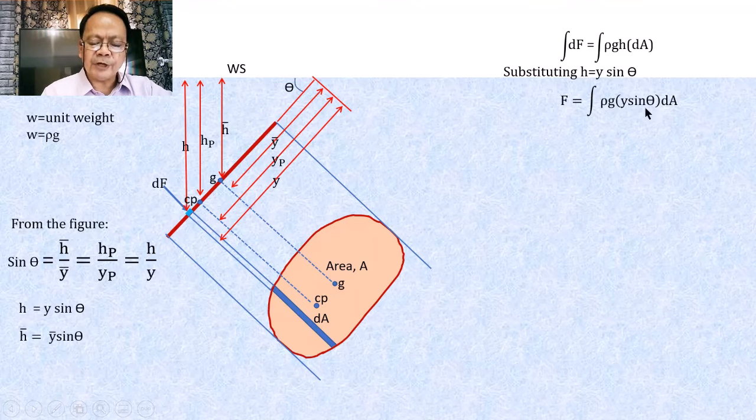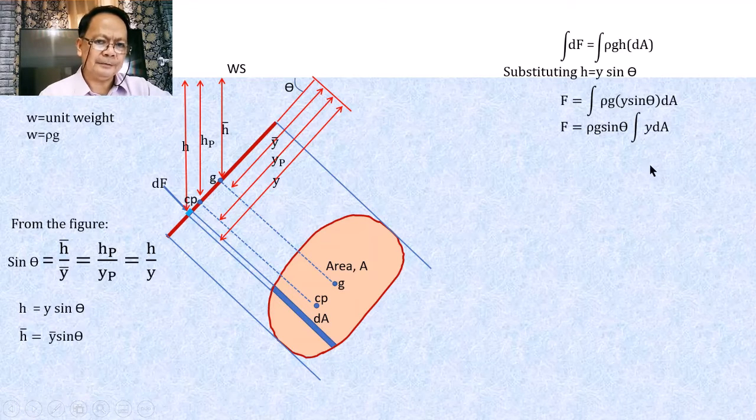Itong Y sine of theta is actually our H. And we can take out all those constants. Rho, g, and sine of theta are constant. So we can take that out of the integral sign, and this becomes now equal to the hydrostatic force equal to the product of rho g times sine of theta times the integral of Y dA.